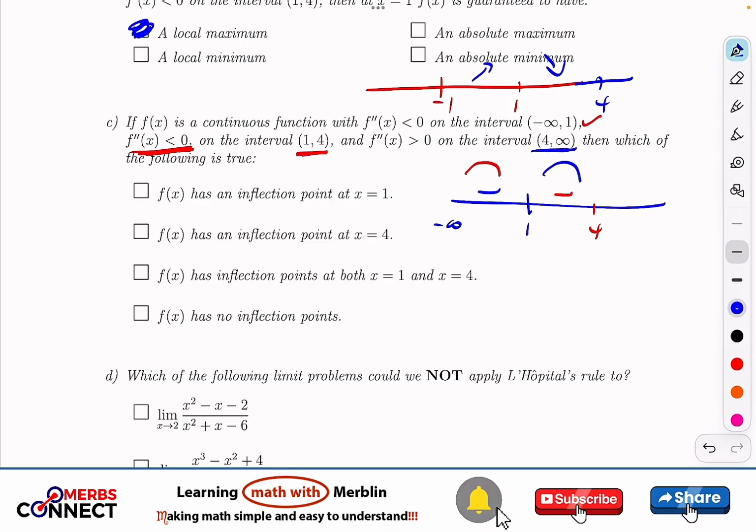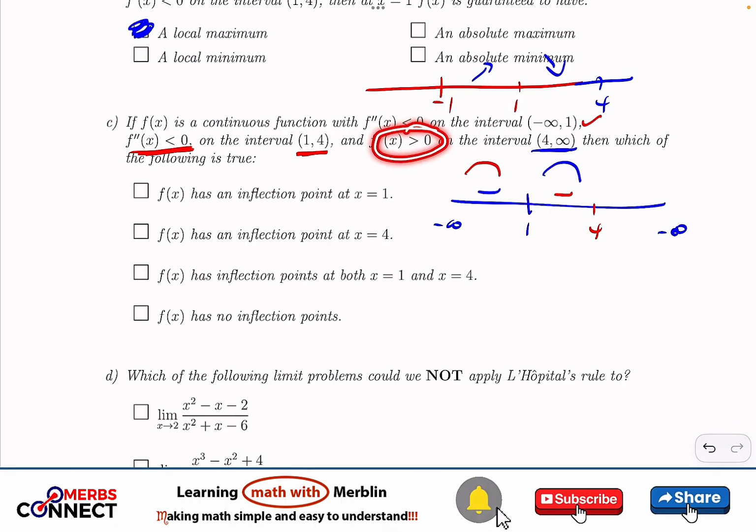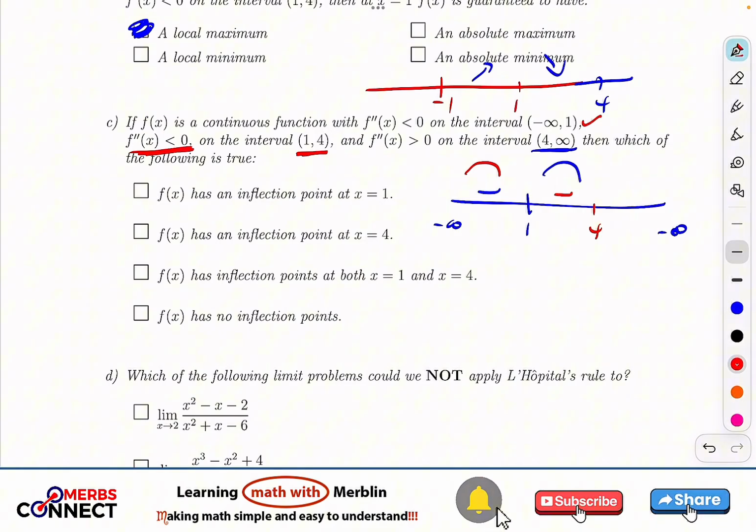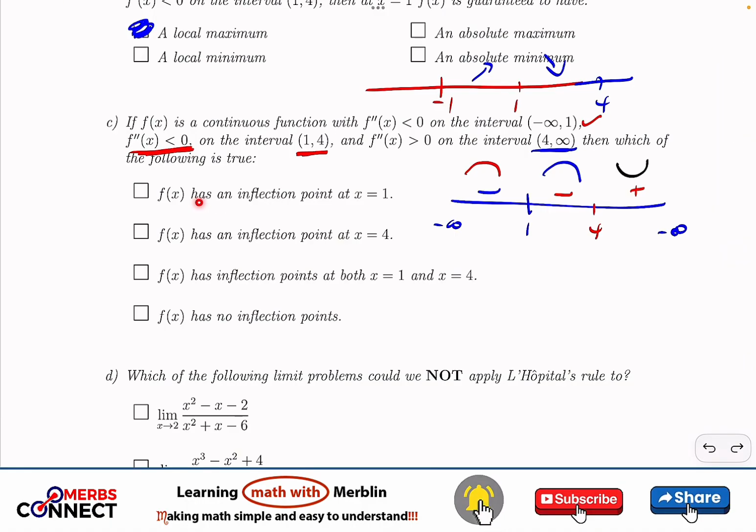And then we have from 4 to positive infinity. And that one, the function is greater than 0, so this one is positive, and we are going to have concave up. So now the question is asking us, which of the following is true? F of x has a point of inflection at 1. This is not true because the sign is not changing. F of x has an inflection point at 4. Yes, this is changing, so we can choose this.